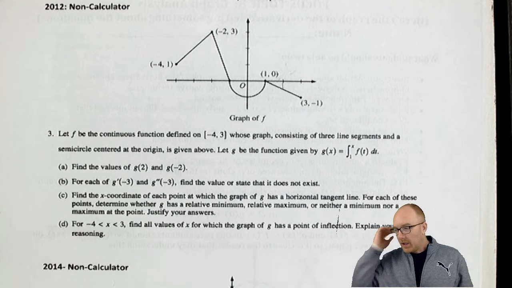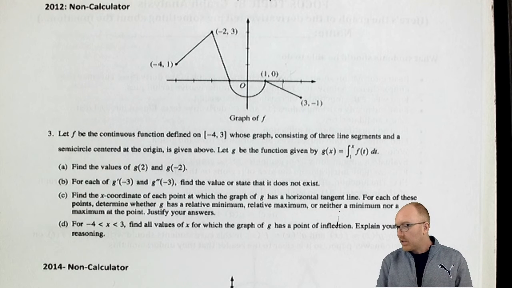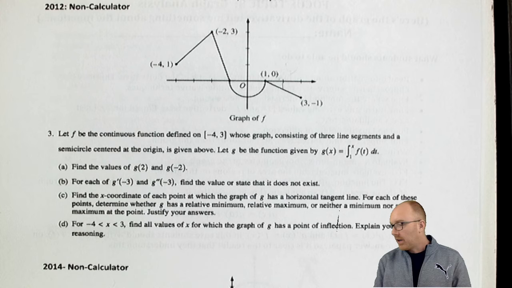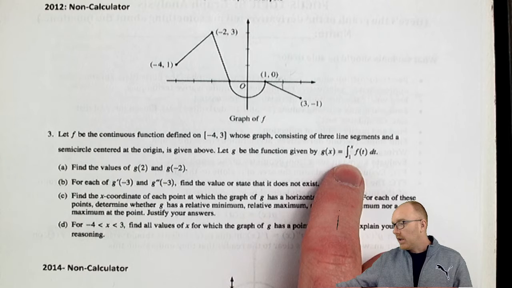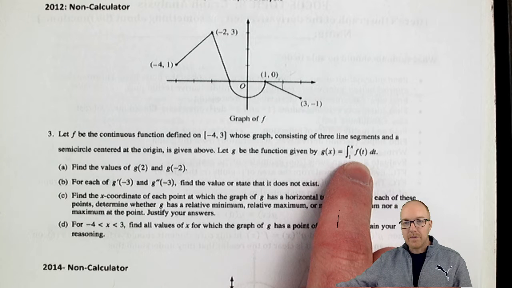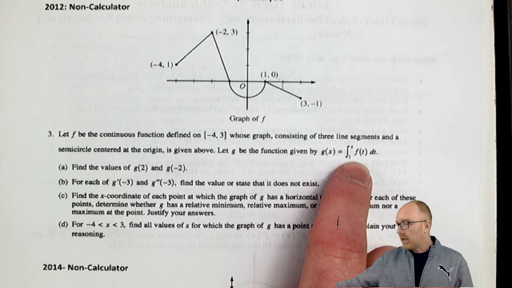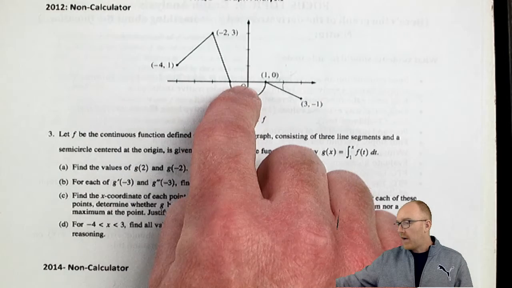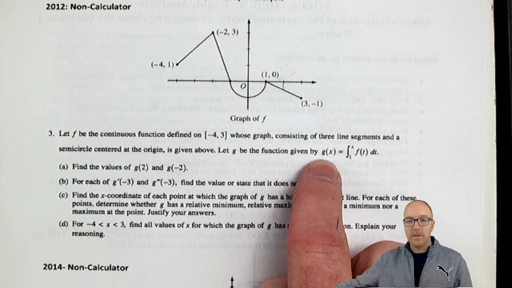Number 3. Let f be the continuous function defined on -4 to 3, where f, consisting of 3 line segments and a semicircle centered at the origin, is given above. Let g be the function given by g of x equals the integral from 1 to x of f of t dt. All right, so this information is telling us that this graph f is the derivative of g.